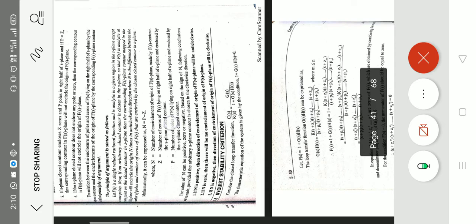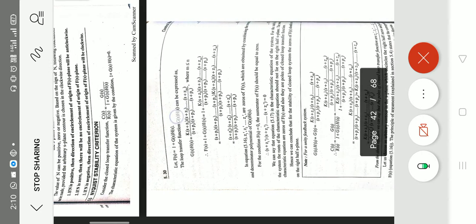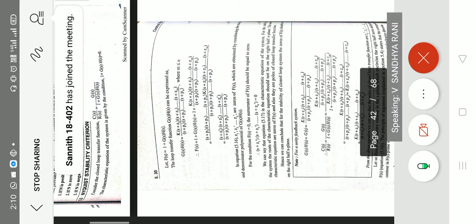In the Nyquist stability criterion, how can you measure it? We know the closed loop transfer function, C(s)/R(s) is equal to G(s) by 1 plus G(s)H(s). In this closed loop transfer function, whatever the denominator term is, that is the characteristic equation. Here 1 plus G(s)H(s) is equal to 0, right? This is the characteristic equation.